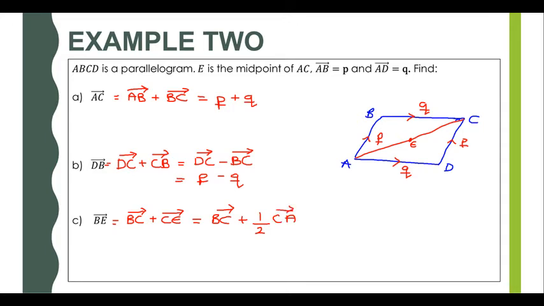We don't know what CA is, but we know what AC is from part A. So we can write this as BC minus half of AC, which is BC minus half of AB plus BC.